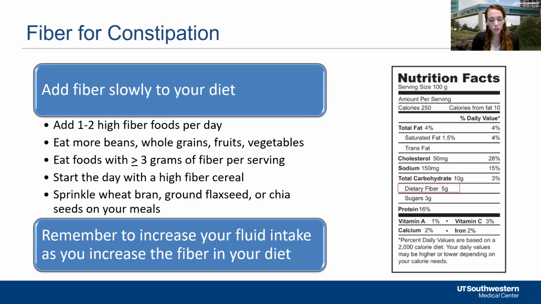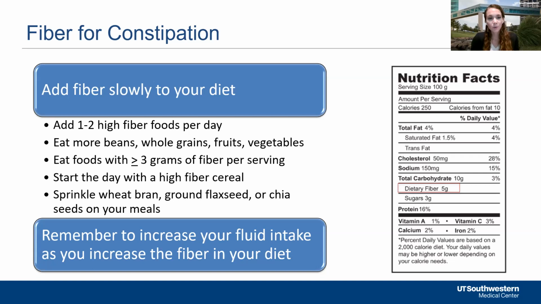Fiber for constipation is listed here. It's important to increase your fluid intake whenever you are adding fiber to your diet, and we recommend adding fiber very slowly. So look for foods that have more than 3 grams of fiber and choose more plant-based sources such as fruits, vegetables, whole grains, and beans.